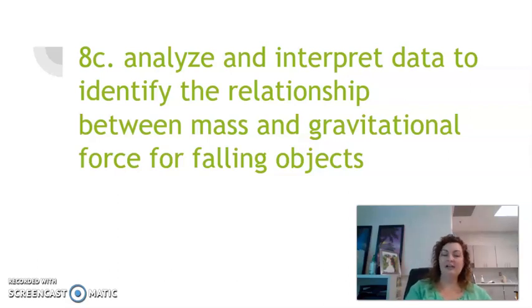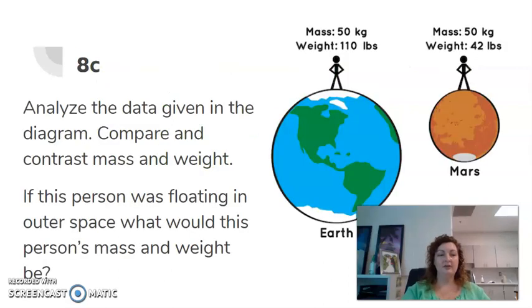Today we're going to look at 8C, which says I can analyze and interpret data to identify the relationship between mass and gravitational force for falling objects. So for your AKS portfolio, you have this image here. It says analyze the data given in the diagram, compare and contrast the mass and the weight. So we're first going to look at that, okay?